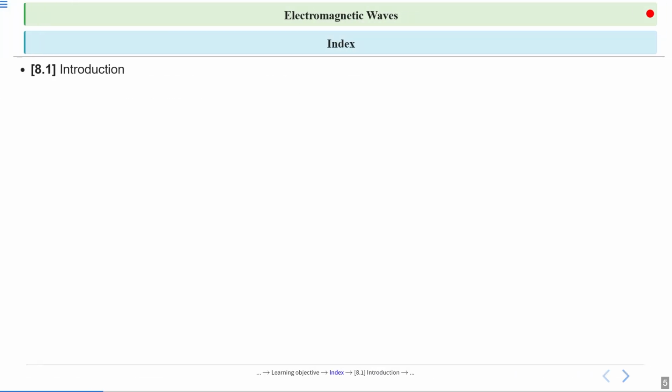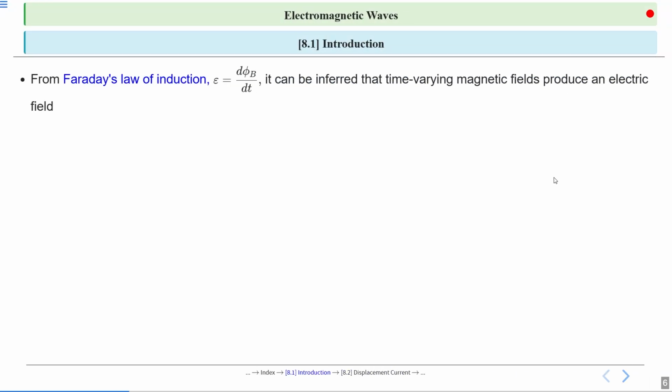The index of topics that we are going to discuss today is NCERT section 8.1, introduction, and NCERT section 8.2, displacement current. So let's start with the introduction, 8.1.